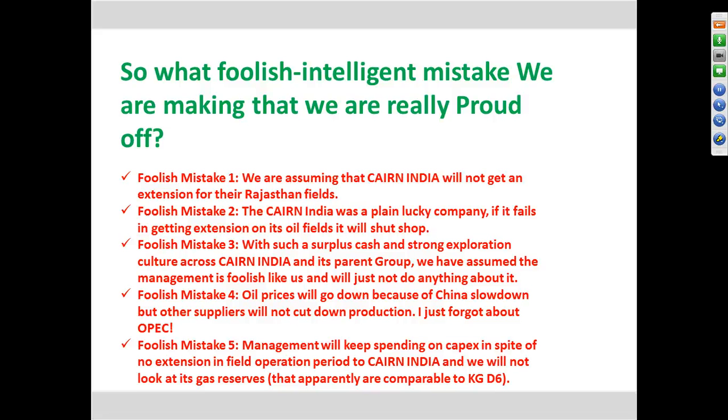Now, the second foolish mistake that I am making over here is that we need to clearly accept one thing: Cairn India was a plain lucky company. Because if you look at any other company, most of the companies in the oil and gas space in India have not done well. Only Cairn India has. So we are clearly incorporating this and saying that Cairn India was lucky. It was not because its management was really good in understanding how to run an oil and exploration business. So that is the second foolish mistake we are making.